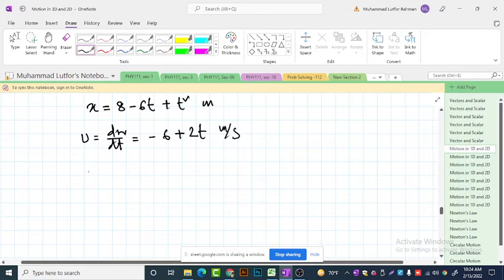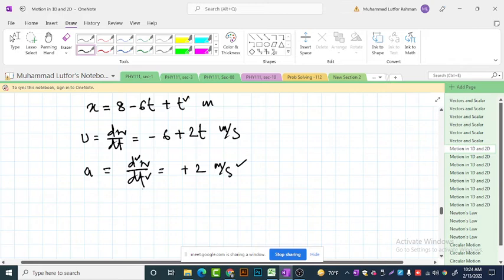And acceleration would be the second time derivative of that position function, right? So d square x divided by dt square, or the first time derivative of the velocity, will give you basically plus 2 meter per second square. And you have to say the plus 2, because this plus and minus sign has a significance over here. Don't neglect that sign.